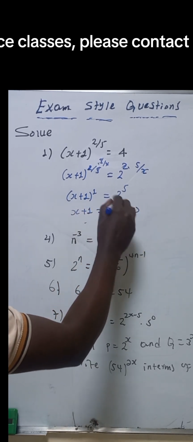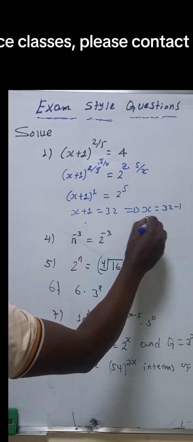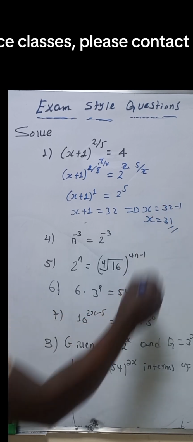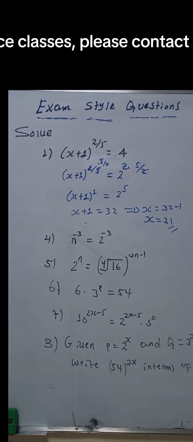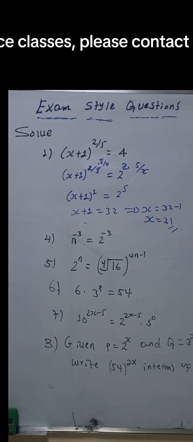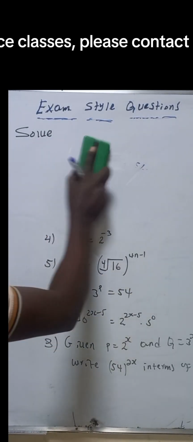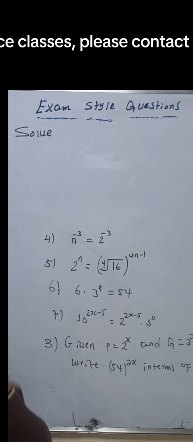Now when we solve for x, it will be 32 minus 1, so x will be 31. This is the value for x. So generally, when we are solving this kind of problem, you can immediately apply this technique. This is the way how we do it. I think this is very simple, but it's tricky. Let's come to the second problem.